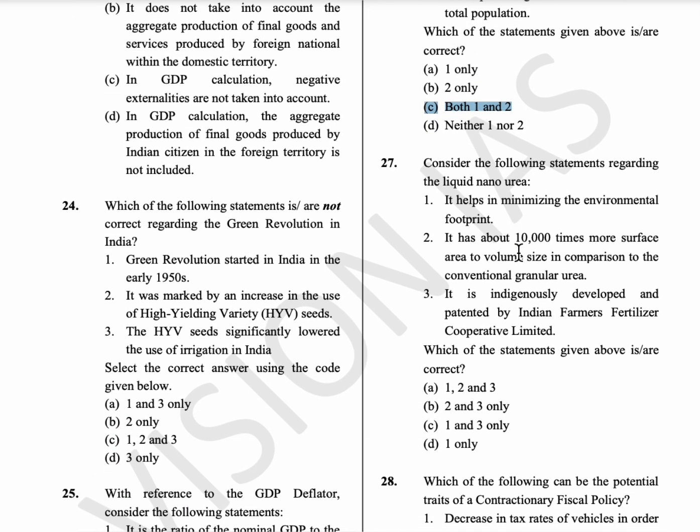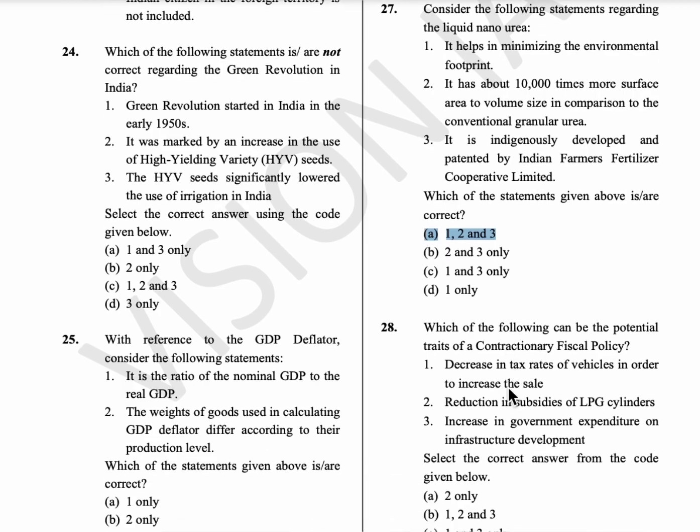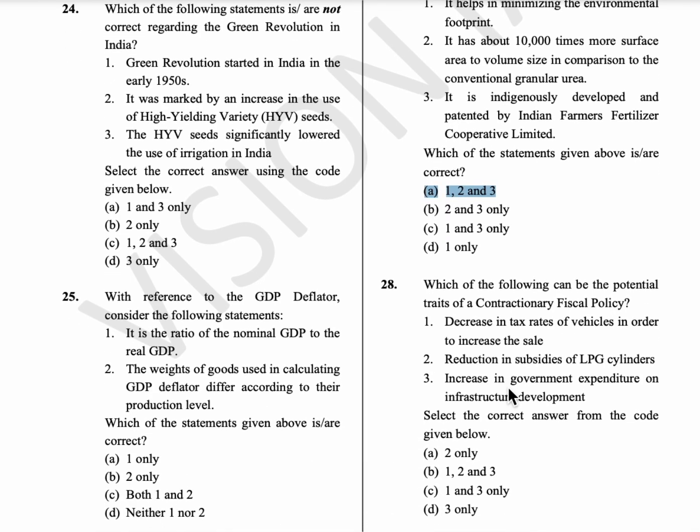27th question, consider the following statements regarding liquid nano urea. So first statement is it helps in minimizing the environmental footprint. Second is it has about 10,000 times more surface area to volume size in comparison to conventional granular urea. Third statement is it is indigenously developed and patented by Indian Farmers Fertilizer Cooperative Limited. So all these statements are correct. So option A.